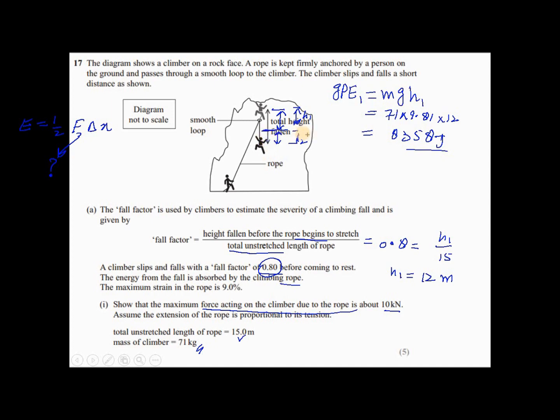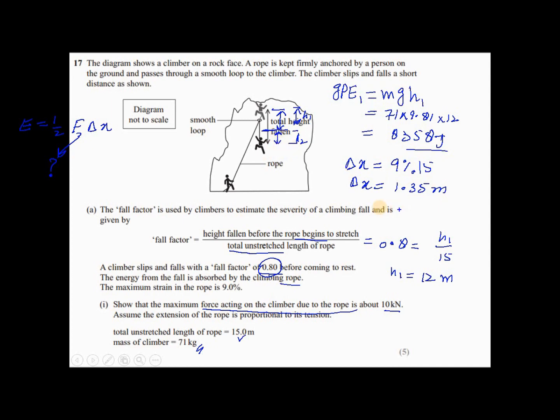Now we need to find the extension when the rope is stretching, and this extension is equal to the second height when it is falling. So the extension delta X is 9% of 15, which is the original length. So delta X is 1.35 meter. This is the extra height the climber falls while the rope is stretching.